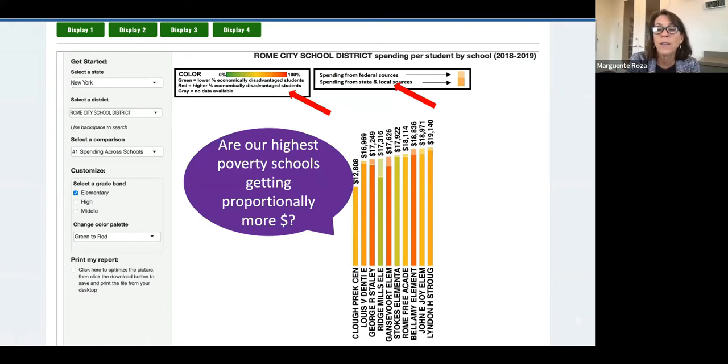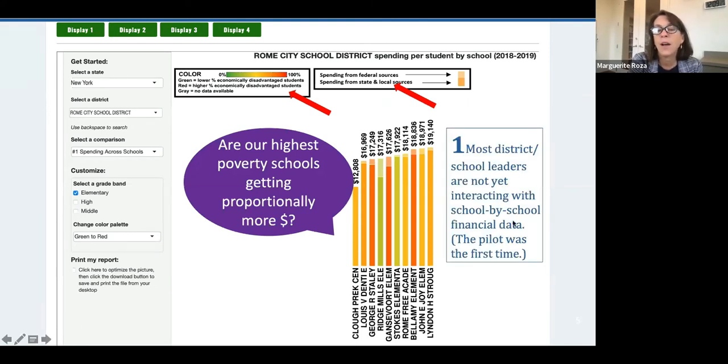There are always other things going on in the background that the individual principals and the district can bring to that conversation. But here's our baseline of how the money is being spent across the different schools. And when we did the pilot, we learned some things. First and foremost, that most districts and school leaders hadn't seen these numbers. They had not yet interacted with the school by school financial data. The pilot was the first time.